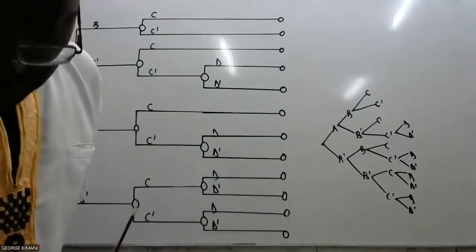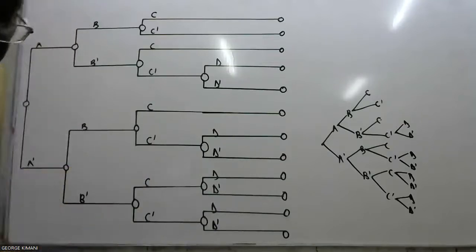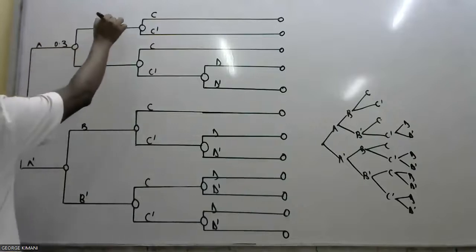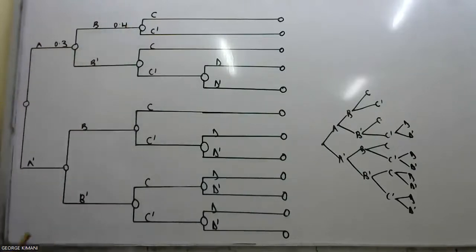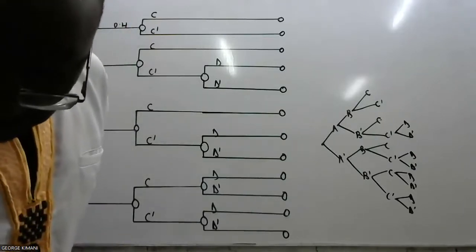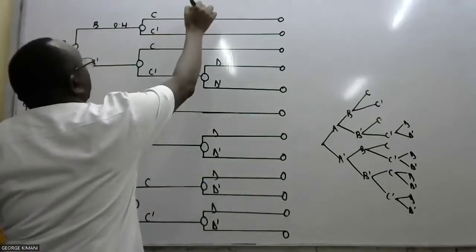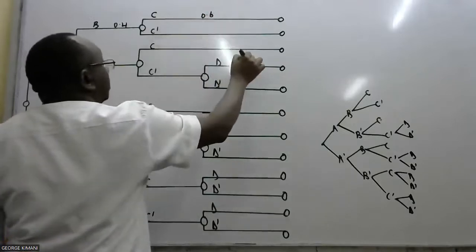The probability of getting A is 0.3, B is 0.4, and C is 0.6, and D is 0.8.